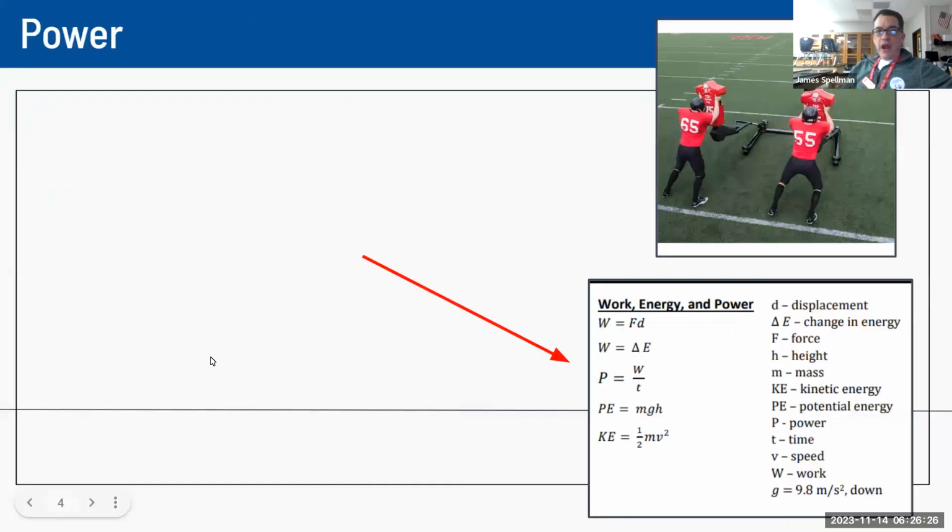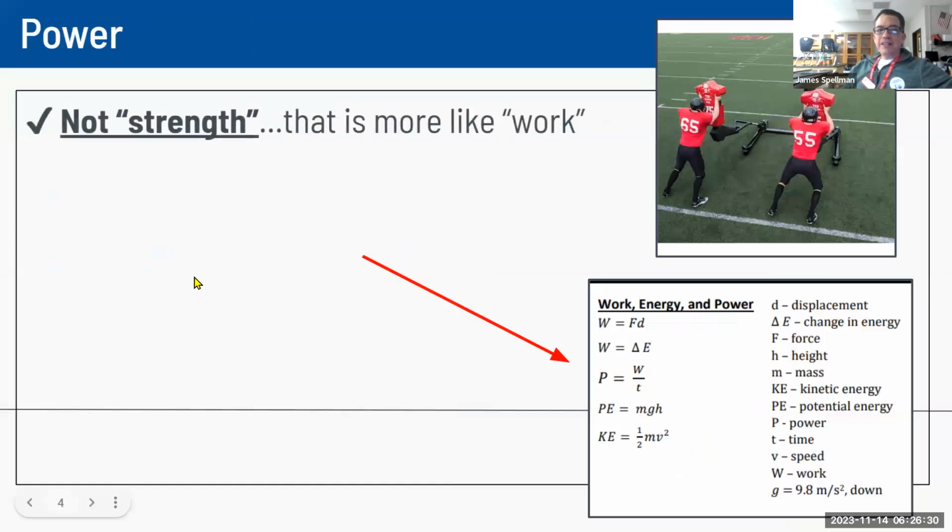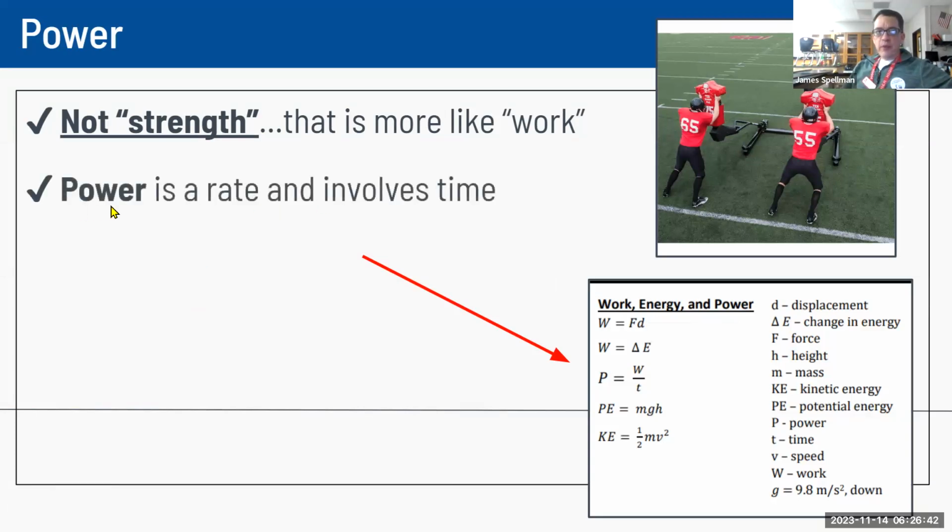All right, so let's move on to power. Power is one of our formulas that we also have right here. Again, it's not like strength. A lot of times we want to use those words interchangeably, strength and power. And again, in everyday language, maybe so. In physics, it's going to be a little bit different. So power ends up being a rate. You'll notice in the formula down here, it's work divided by time.